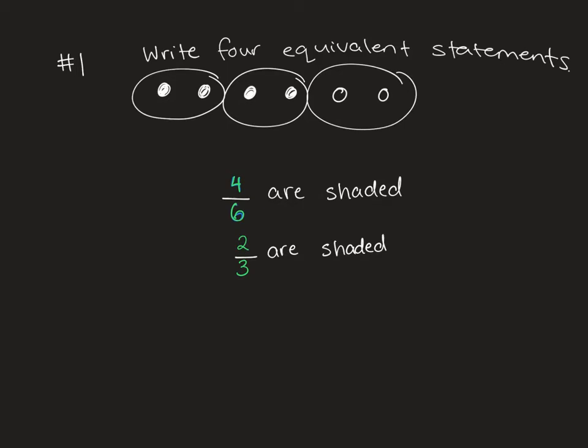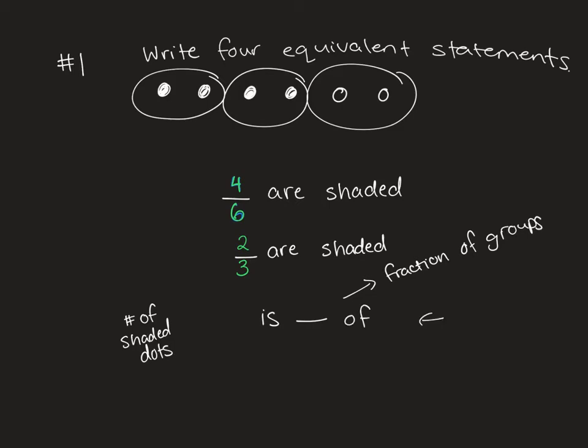The sequence for our third one is going to be a little bit tricky. So we're going to start with the number of shaded dots as our first number, and then a fraction. So this will be the fraction of groups, of, and then our final number is going to be the total number of dots.